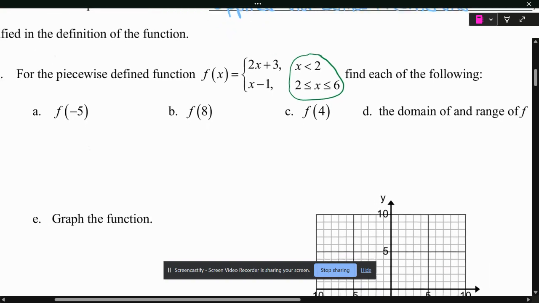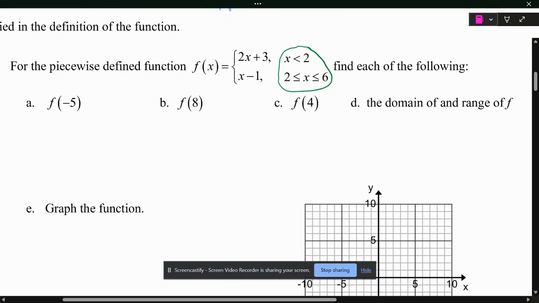For each of the following, whenever it gives you f of a certain number, what you're trying to do is look for where that number is in your domain, and based on that is which equation you're going to plug it into. So for instance, if you're looking at letter A, f of -5, you'll want to see in your domain restriction which one has a domain that could include that -5, which x is less than 2 is a perfect example. And then you'll plug -5 into that equation.